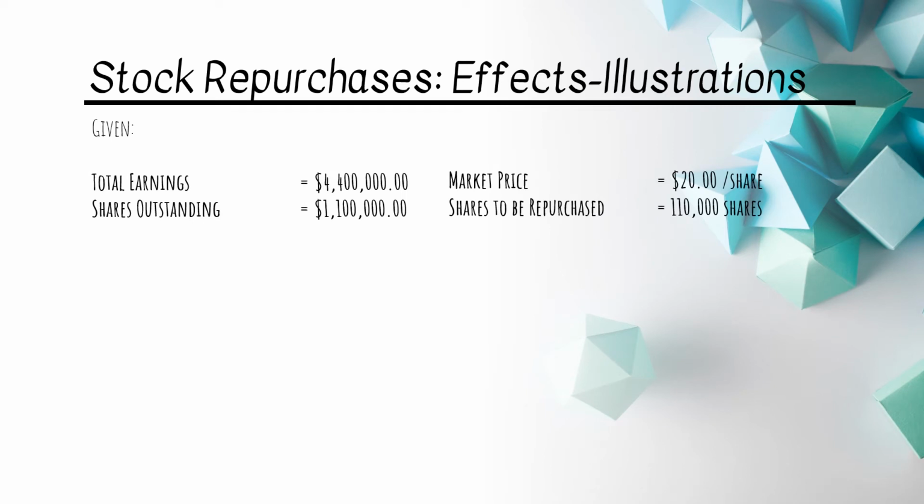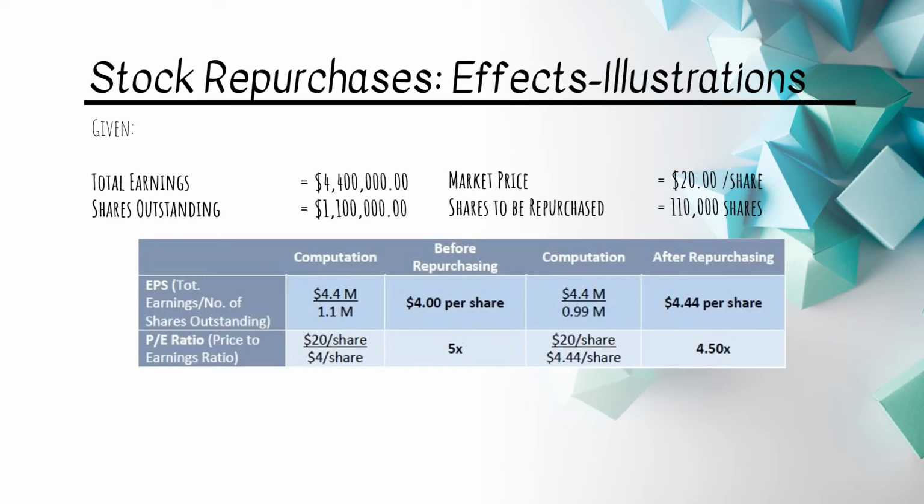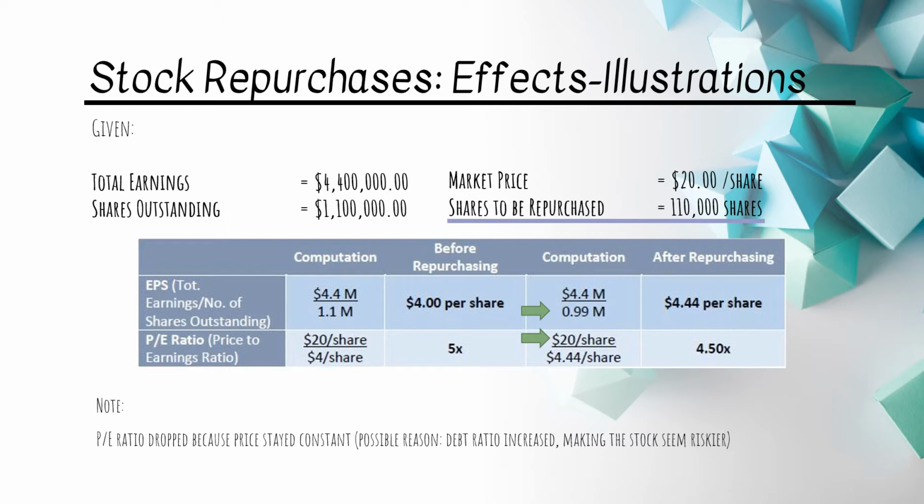In this example, we get the EPS and PE ratios before purchasing as shown in the table. Because of the 110,000 shares repurchased by ADC, shares outstanding decreased, thus resulting in a higher EPS of $4.44. Now, we can see here that ADC's stock price stayed at $20 per share, causing the PE ratio to decrease. One possible reason may be an increased debt ratio, which makes a stock riskier for the shareholders.